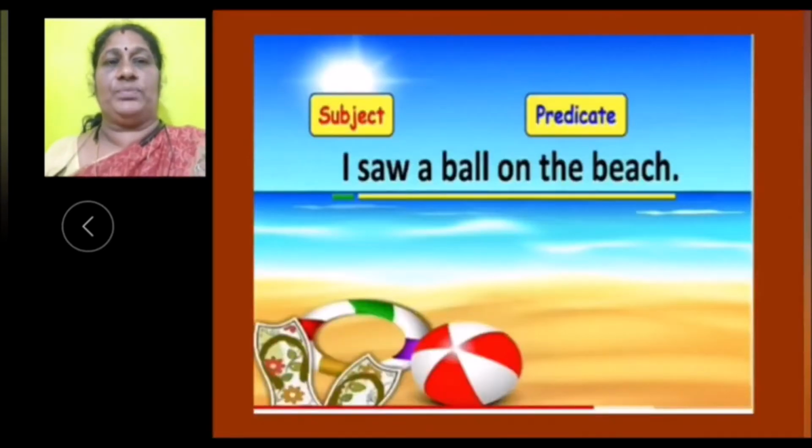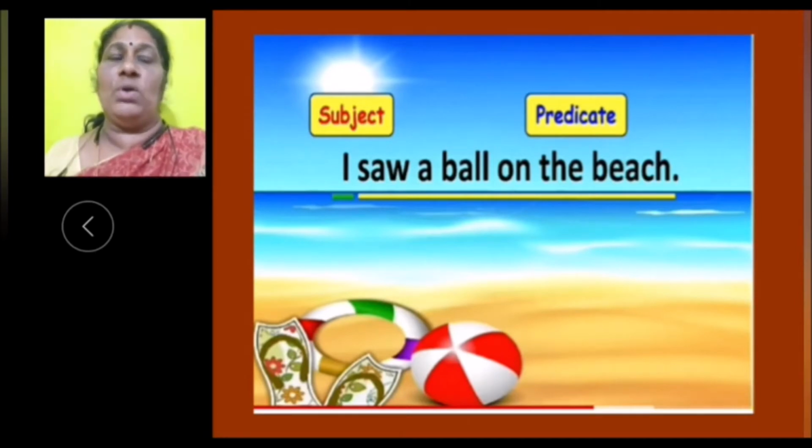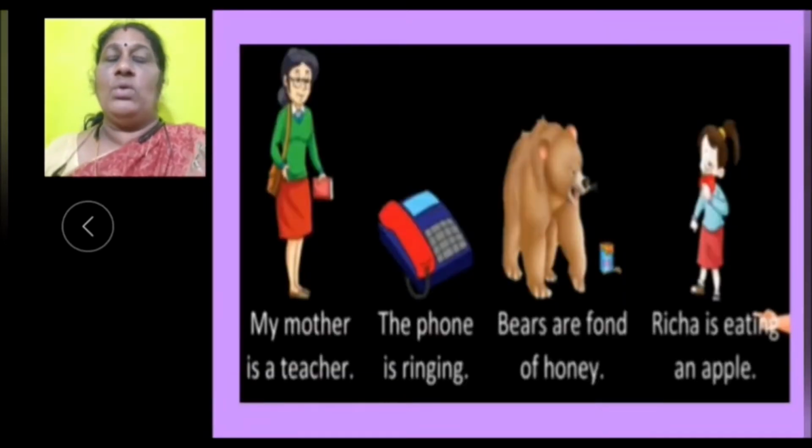Now next. I saw a ball on the beach. Here we are talking about I. So I is the subject and what I did, saw a ball on the beach, that is the predicate. So saw a ball on the beach is the predicate and the verb is saw here. Now some more examples here. My mother is a teacher. The phone is ringing. Bears are fond of honey.